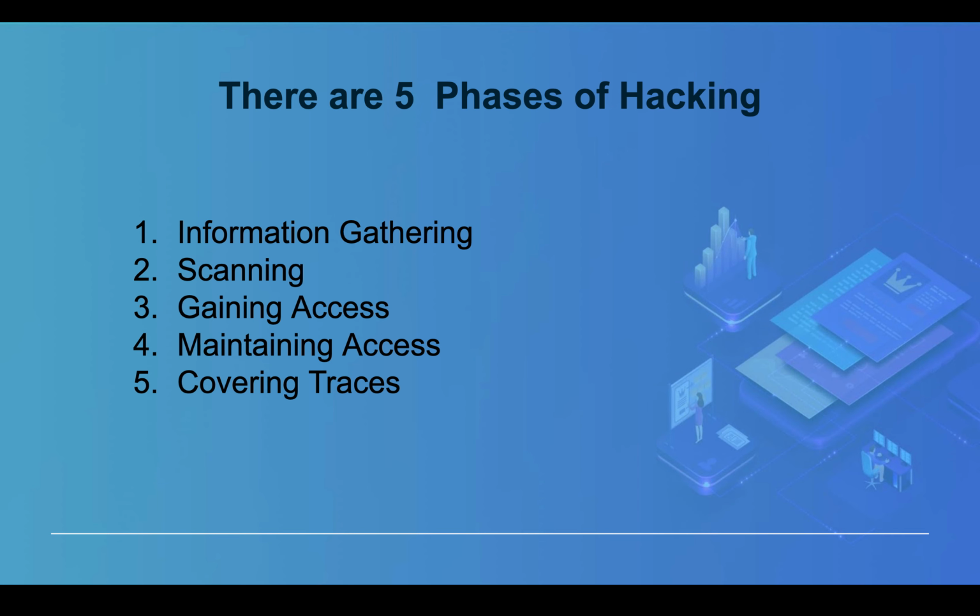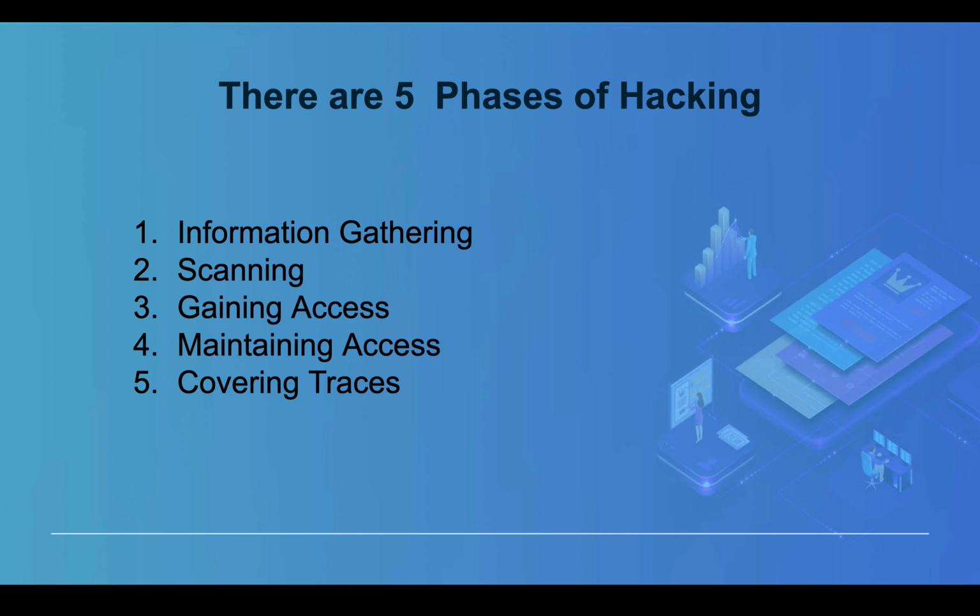Then at last we have covering traces. In covering traces, we, the attackers or the pen testers, try to cover or erase the essence of our presence. It means no one will be able to detect whether a hack has happened or a data breach has occurred. To do so, the attacker needs to flush out the logs. Flushing out the logs means erasing each and every log which has been generated due to the activity of the hacker. Every device maintains its own logs; a phone also maintains its own logs, and an operating system also maintains certain logs.